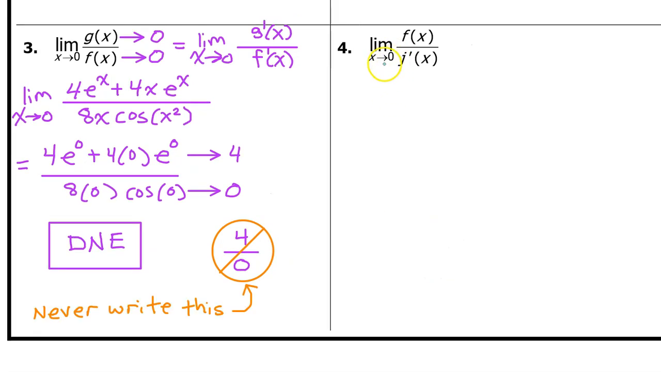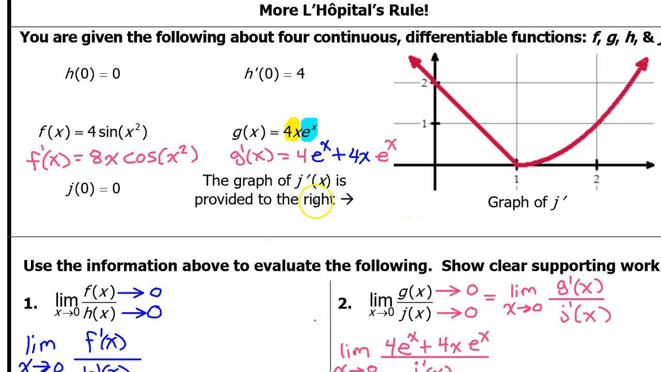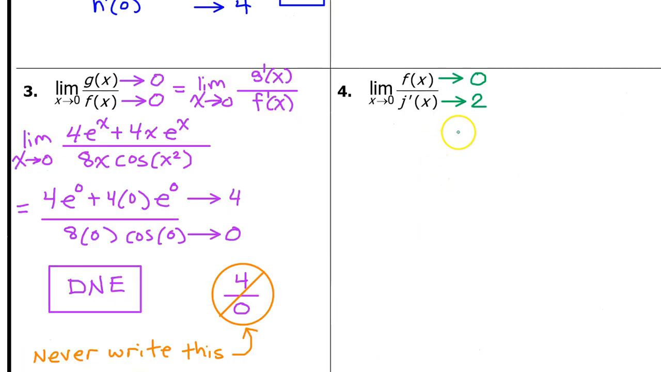Number 4, let's find the limit as x approaches 0 of f of x over j prime of x. Interesting. We have already established that f at 0 is equal to 0. But what about j prime at 0? We have the graph of j prime right here, and j prime at 0 is 2. It looks like we immediately have our answer. We don't need L'Hopital's rule. 0 over 2 is simply 0. Kabam!